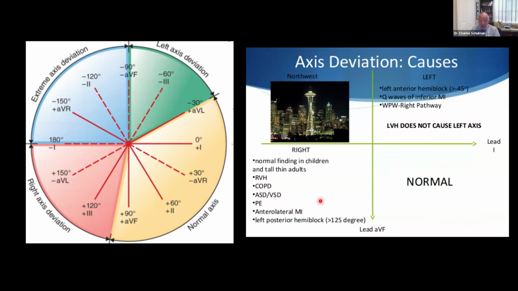0 to 90 is normal, or perhaps a little to the right of 90. Left of 0, but really left of -30 is left axis deviation, and to the right of plus 90 or plus 100 is right axis deviation. An axis negative in lead 1 and negative in lead AVF is what's called extreme axis deviation, or northwest axis. This is a picture of the Seattle Space Needle for illustrative purposes.